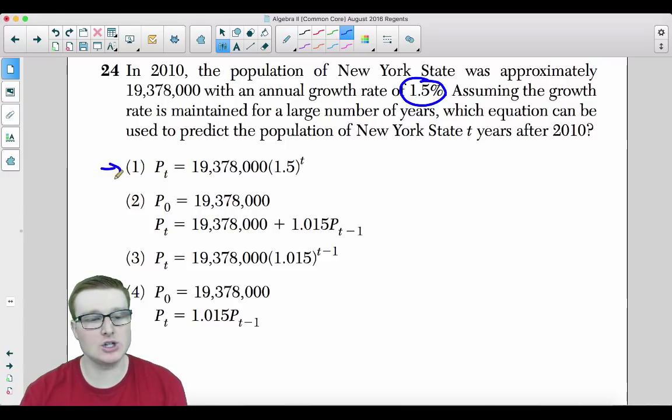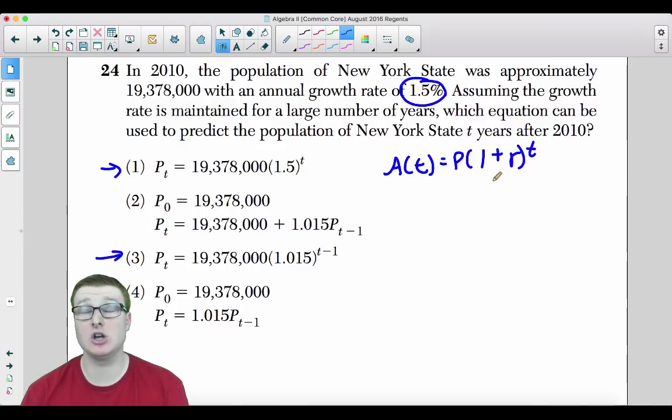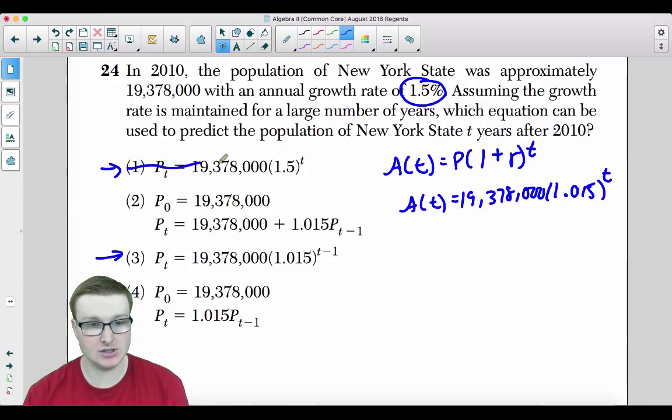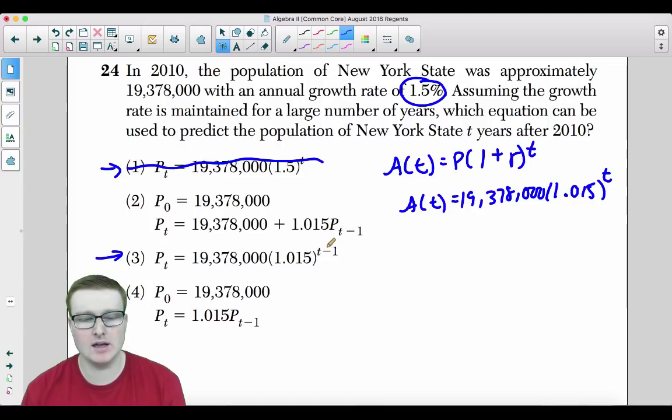So if you're looking at choices 1 and 3, that is, again, A of t equals the principal times 1 plus the rate raised to the t. The reason why it's plus, you're increasing the amount of people. So your answer should be A of t equals the principal, which is 19,378,000 times 1.015 to the t power. This doesn't show it. This doesn't show it. For some reason, it says t minus 1. No, because if you plug in the number 1, you get 0. Well, anything raised to the 0 power is 1.